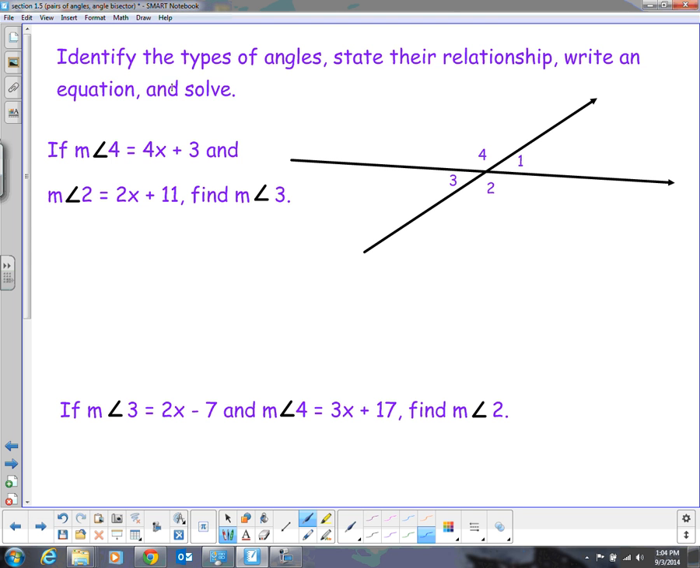All right, so now we're going to state the types of angles. We're going to state the relationship. We're going to write an equation, and we're going to solve. In fact, I'm going to make this A, B, C, D.